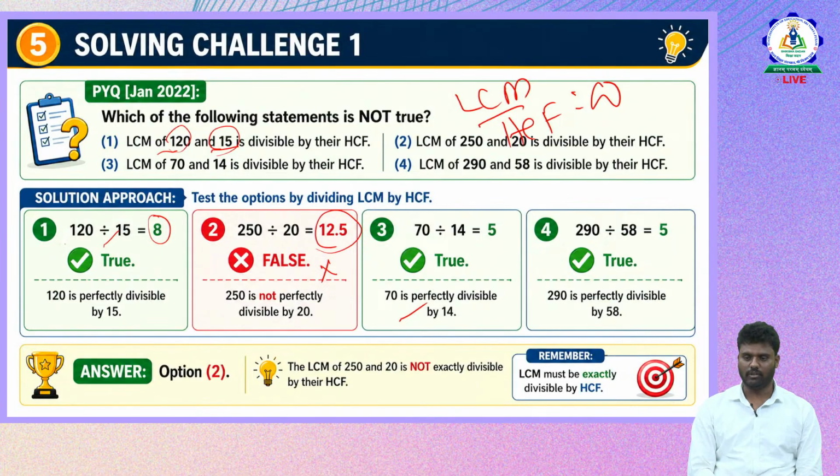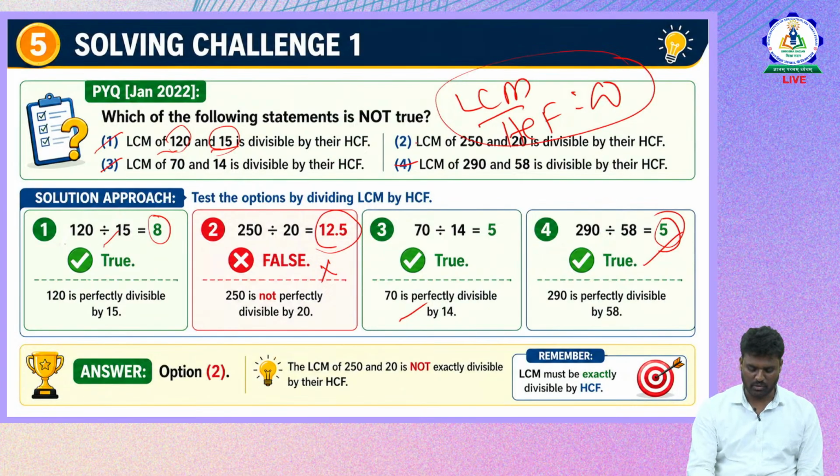Now when you simplify using the division method, you see that it is divisible by 5. So that means these statements hold. Statement 1, statement 3, and statement 4 are true, which satisfy the given condition, the divisibility rule of LCM and HCF.